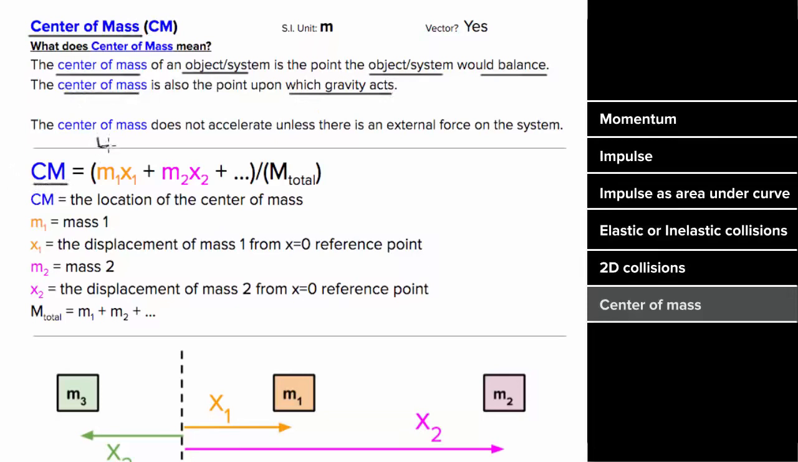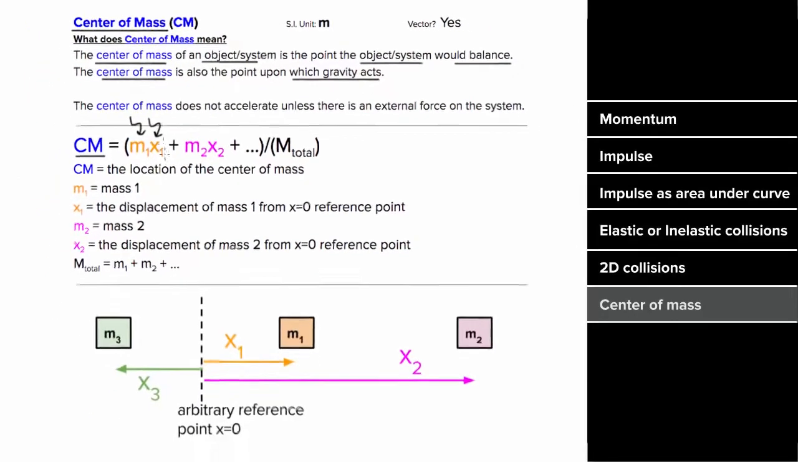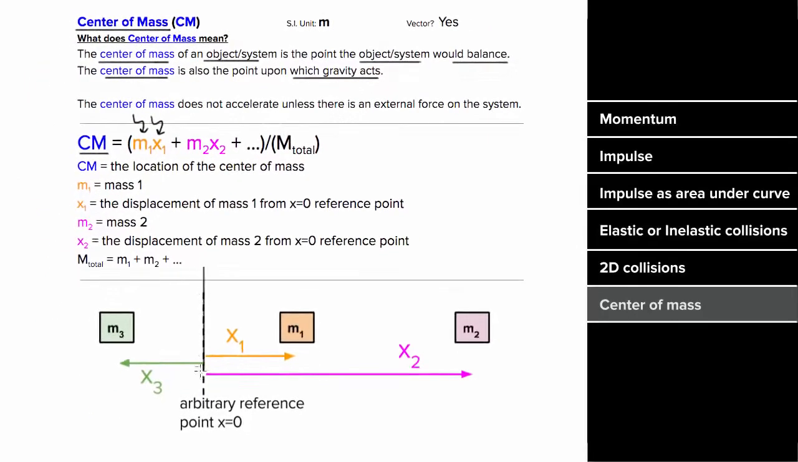You multiply each mass by how far that mass is from the reference point. If there's no reference point specified, you get to choose an arbitrary reference point, which would designate where x equals 0. You continue adding each mass times its position. Positions to the left of the reference point count as negative positions. And when you're done accounting for every mass in your system, you divide by the total mass, which would be all the masses added up, and the number you get is the position of the center of mass.